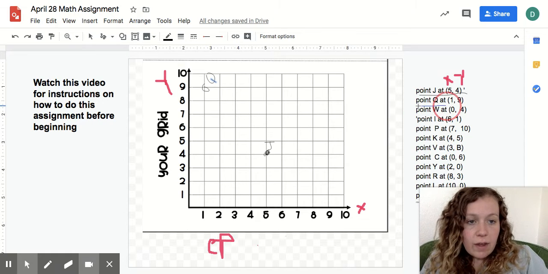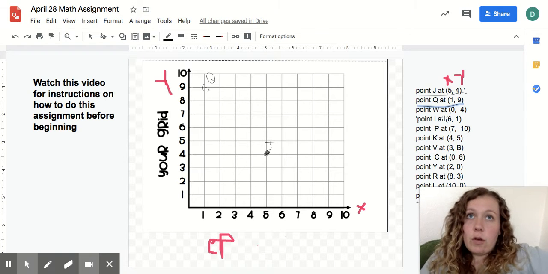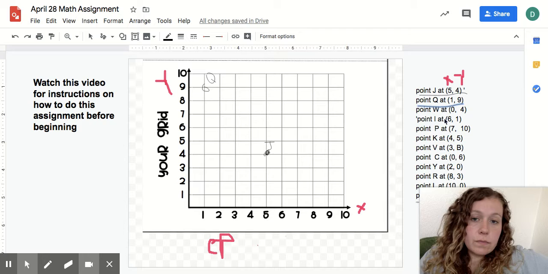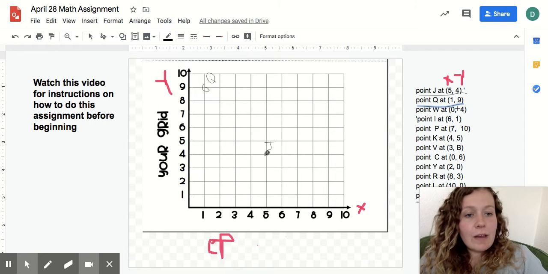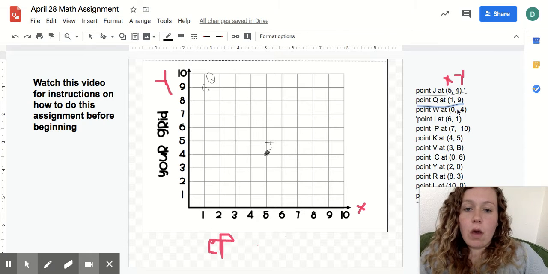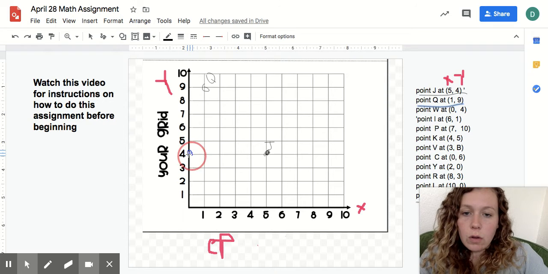So we've done point Q now. We're going to do point W. Okay, so the point W is a good one to do. Point W, sorry, my phone was just ringing. Point W is at 0, 4. So as you can see, this number line goes from 1 to 10. 0 would mean that you are on that corner right here. And point W is going to be 4 on the y-axis. So it's going to go 1, 2, 3, 4. So that is going to be point W.